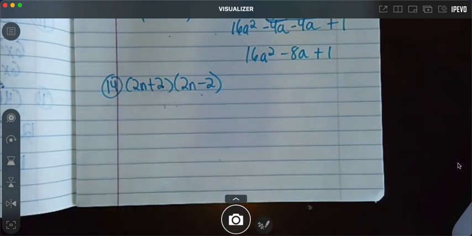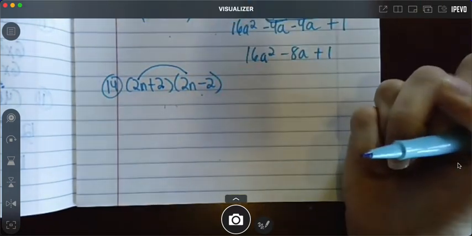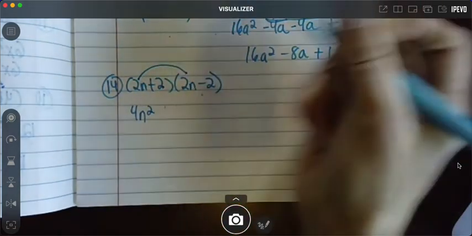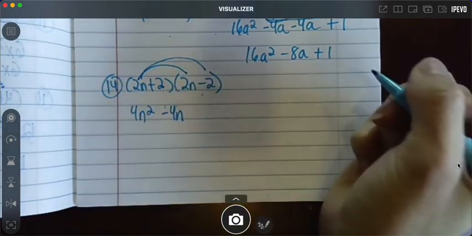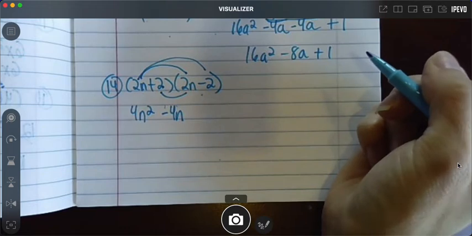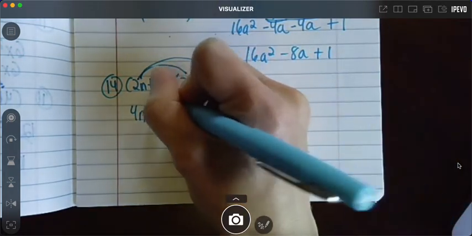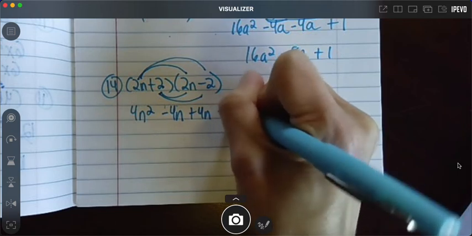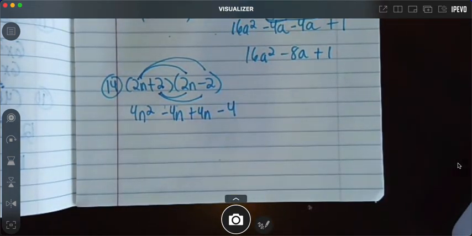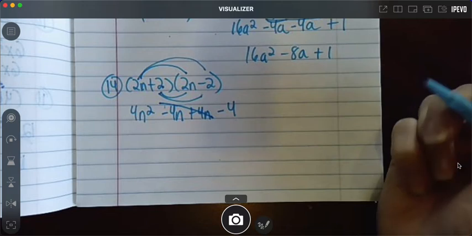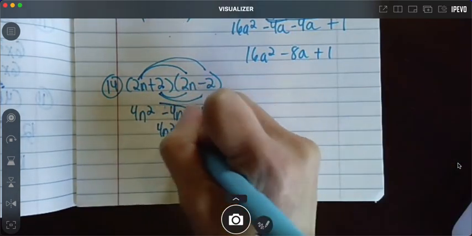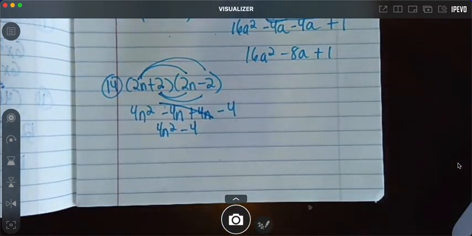Watch what happens. What's 2n times 2n? 4n squared. 2n times negative 2? Negative 4n. 2 times 2n? Positive 4n. And 2 times negative 2, negative 4. What happens to your middle two terms? Didn't I say that's what's going to happen? So, negative 4n and a positive 4n, when they're added together, go to 0. So I just get 4n squared minus 4. They actually cancel out on that one.